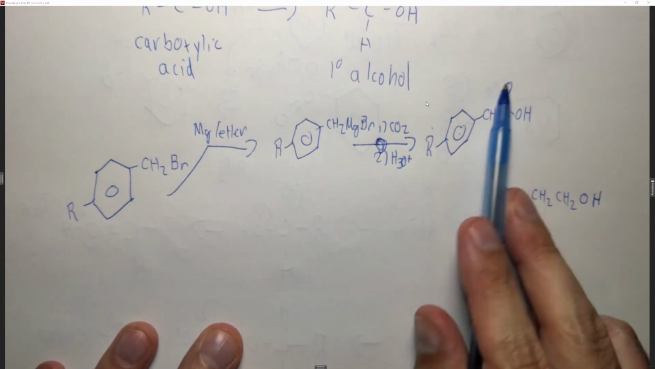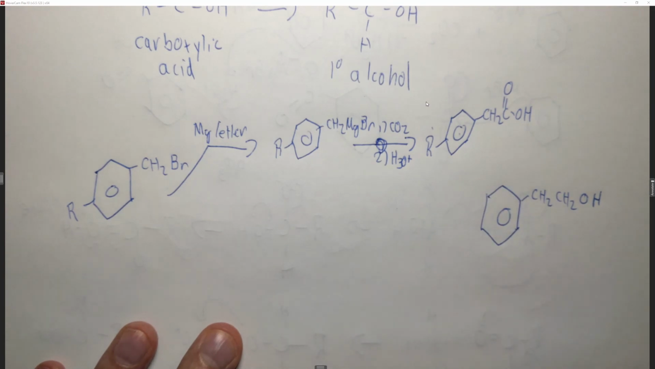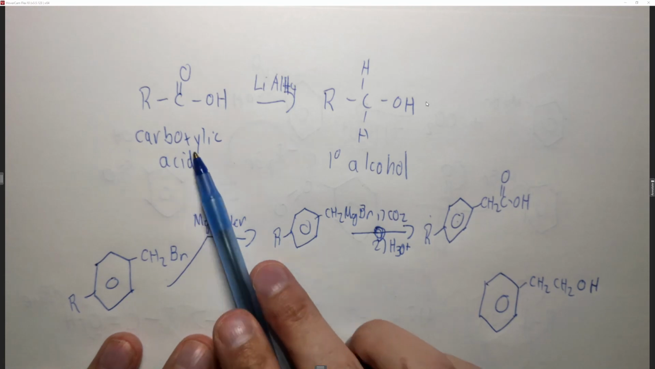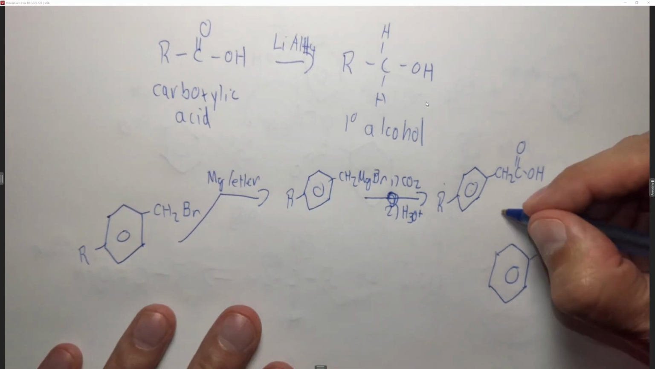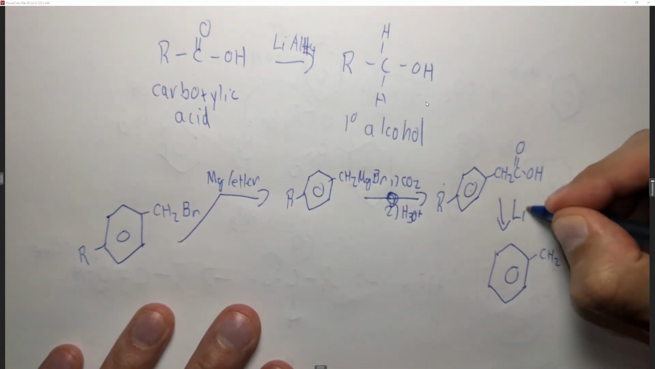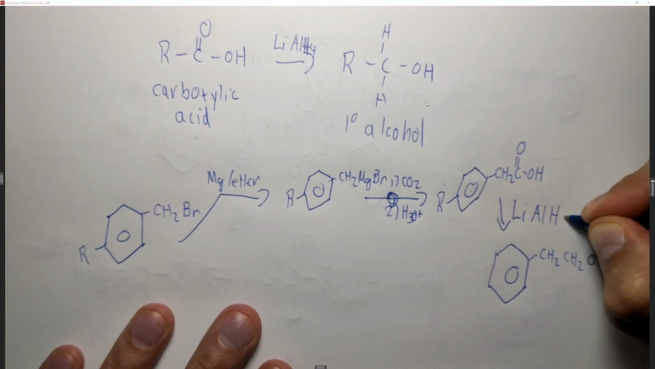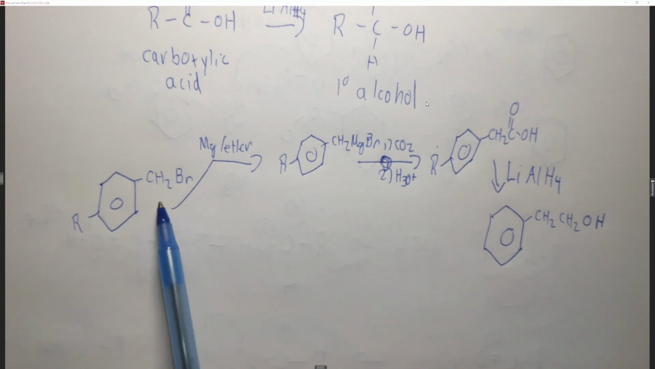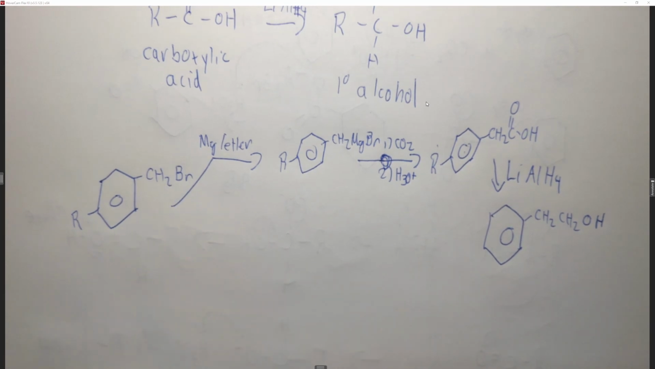Now we have a carboxylic acid, but what we actually want is an alcohol. Well, luckily, that reaction is right here. How do we turn a carboxylic acid into a primary alcohol? Reduction. And lithium aluminum hydride allows us to do that reduction. What is another way to get here? Another way to add this carbon?